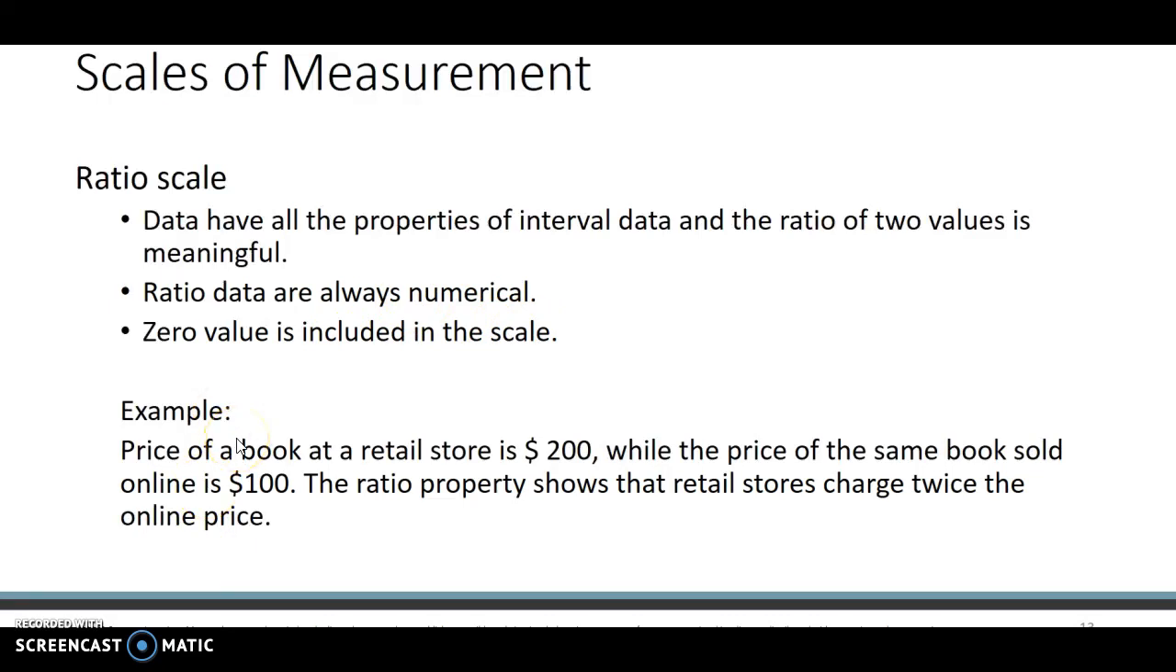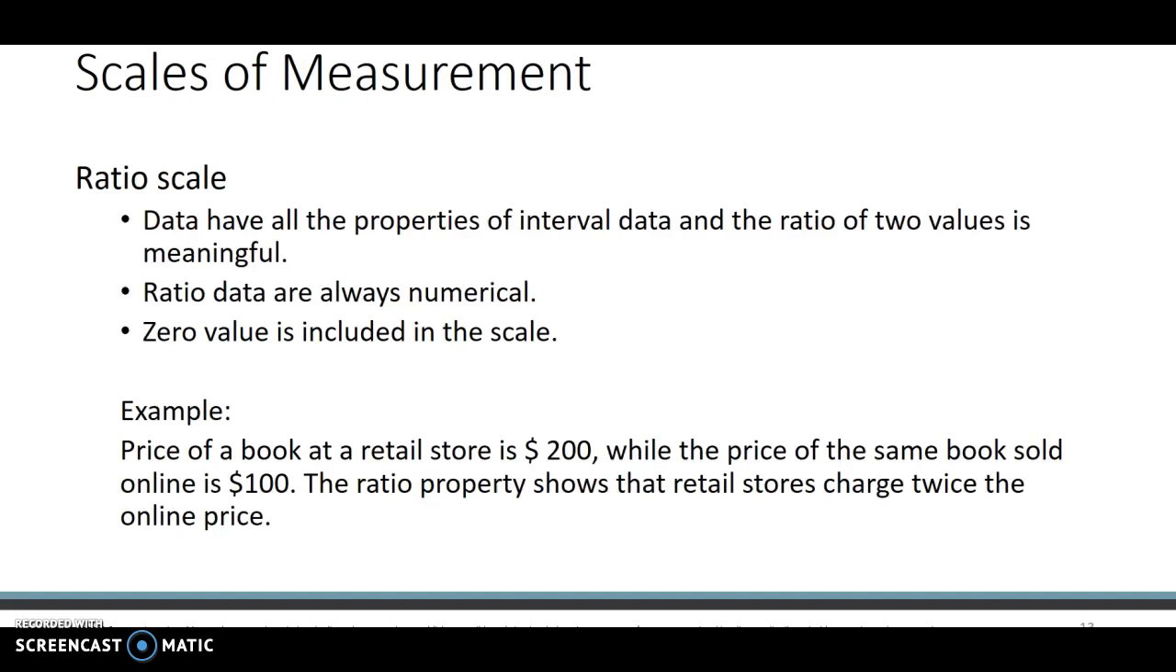Dollar prices for a book are given in your PowerPoint slides here. The price of a book at a retail store is $200, while the same book sold online is $100. That would tell you, because it's ratio level data, that the price of the book at the retail store is two times the online price. Ratio scale data has a zero that is meaningful.